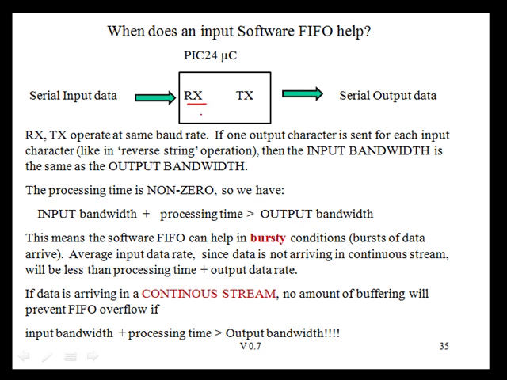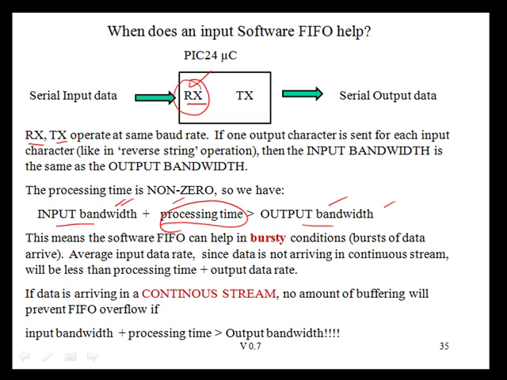We have talked about interrupt-driven techniques for both receive and transmit. Let's talk a little bit more about interrupt-driven receive. For a serial port, receive and transmit typically operate at the same data rate. That would mean the input serial bandwidth is equal to the output serial bandwidth. When input serial data arrives, you have to add some non-zero processing time, which means the input bandwidth plus the processing time is greater than the output bandwidth.